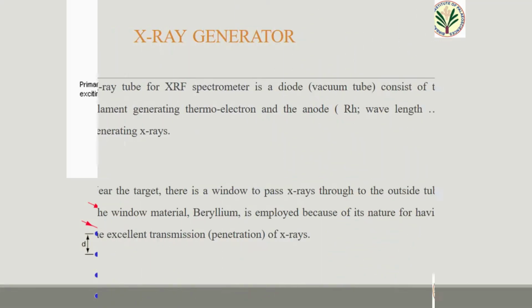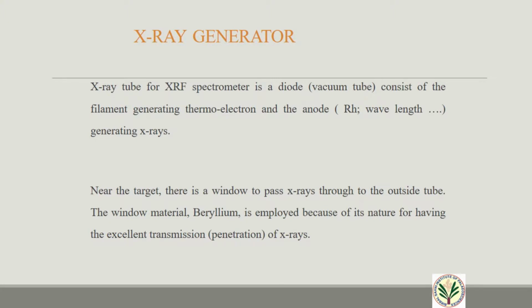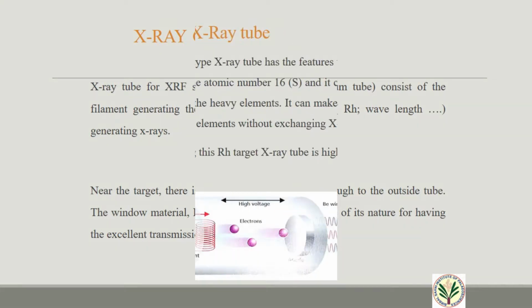Now the X-ray generator. The X-ray tube for an X-ray spectrometer is a diode, consisting of a filament generating thermoelectrons and an anode generating the X-rays. Near the target there is a window to pass X-rays through to the outside of the tube. The window material beryllium is employed because of its excellent transmission of X-rays.